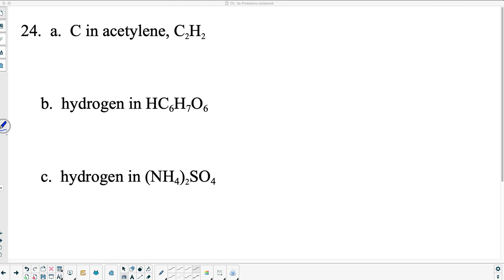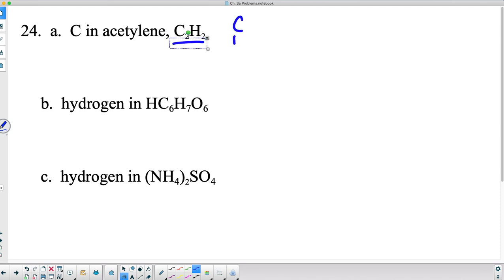You're going to need a periodic table because we need to know the atomic masses. So we take a look at our compound here. Our compound is C2H2. What I do is I put C and H, and then I use subscripts. The subscript for carbon is 2, for hydrogen is 2. I multiply by the atomic mass. On the periodic table, carbon is 12.0. I round off to the tenths place, and that's 24.0 there.